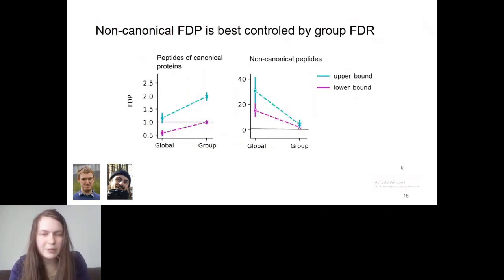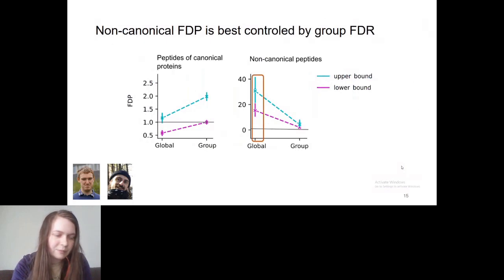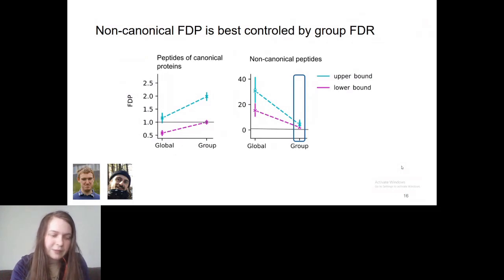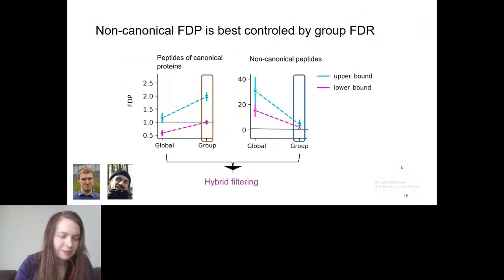However, IonBot is also biased towards smaller peptide subgroups. As I mentioned in the beginning, the FDP of non-canonical peptides reaches 30%, while it is well maintained for canonical peptides. Group FDR applies a more conservative filter on non-canonical peptides. However, it also creates inadequate FDP for canonical ones. Thus, we proceed with hybrid filtering, taking advantage of both global and group FDR, which are based on peptide type.